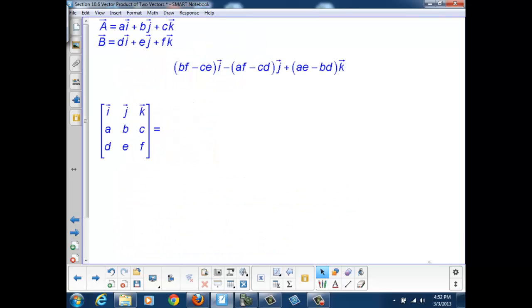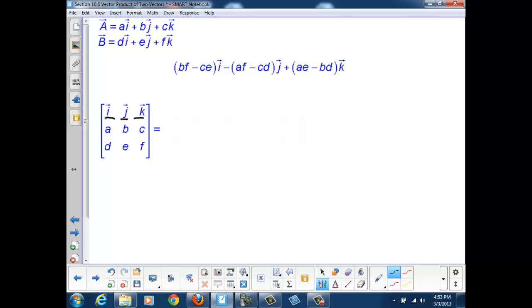Now, remembering that calculation can be a pain. So here's a way to organize your information so that you can get these values correct every time. What we're going to do is take a matrix approach. We're going to take the 3 unit vectors i, j, and k and place them in the top row of a 3 by 3 matrix.